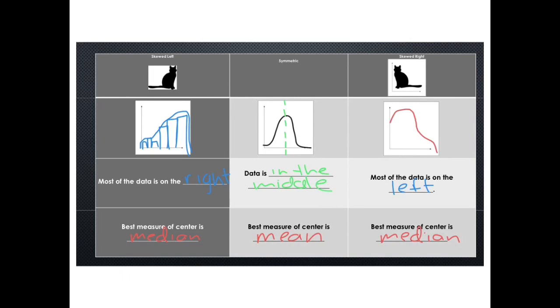When something's symmetrical, we have the exact same amount on both sides, so the mean is going to be unchanged or not affected as much by things on the outside, which is why it's a better indicator, again, when we have a symmetrical graph.